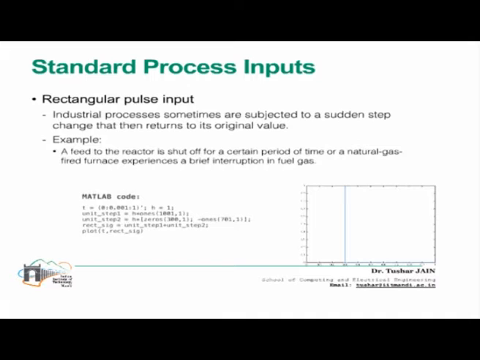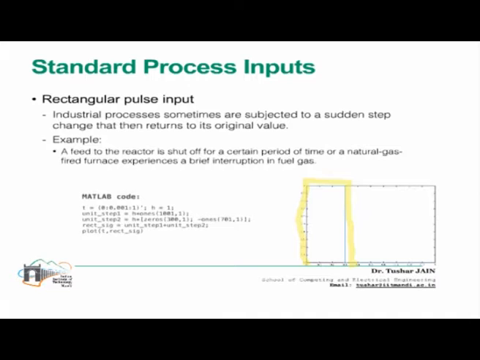The second input is the rectangular pulse input. This input starts at 0, stays at a constant value, and suddenly comes back to its original value, or some other value. For example, a feed to the reactor is shut off for a certain period of time, or a natural gas fired furnace experiences a brief interruption in fuel gases. In that case, you see this kind of behavior in the input of the process.